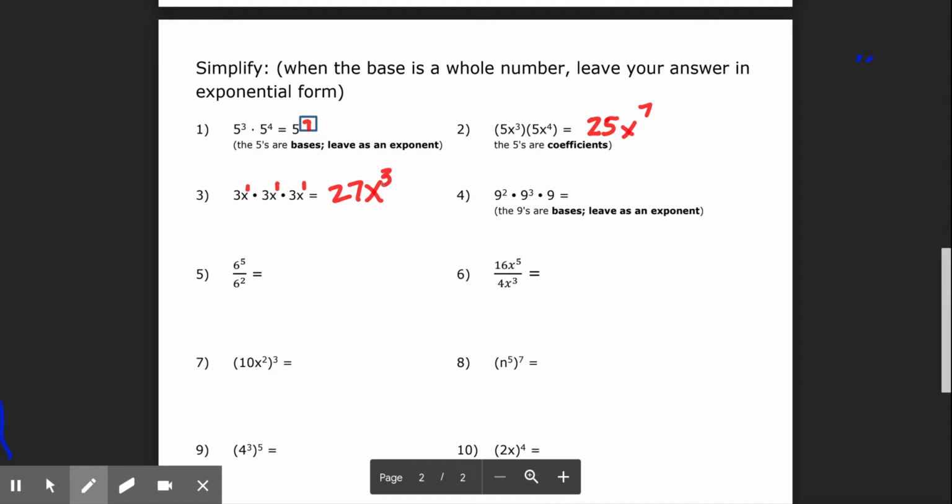Number 4, the 9s are the bases, so leave as an exponent. So we're going to have a 9, and then 2 plus 3 is 5, plus 5 is 10. So that looks like a 9 raised to the 10th power.